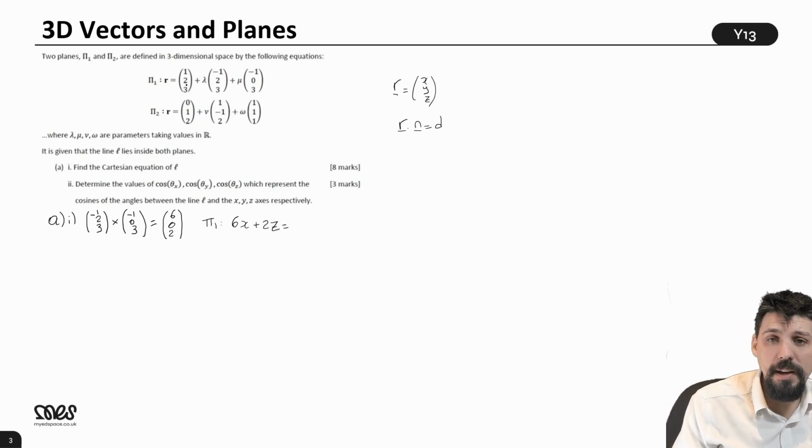Now, how am I going to find d? I need a point on the plane, and I've got one. I've got the point 1, 2, 3. So if we plug that in, x is 1, z is 3, I would get 12. So I get 6x plus 2z is equal to 12. Excellent. And we'll do the same thing for pi 2.